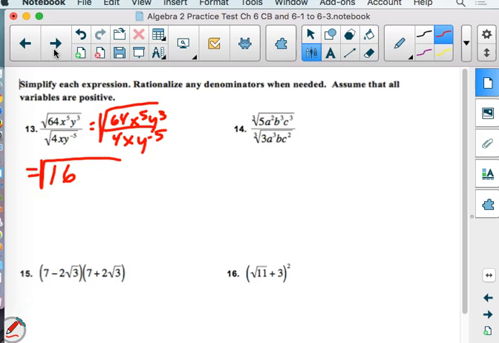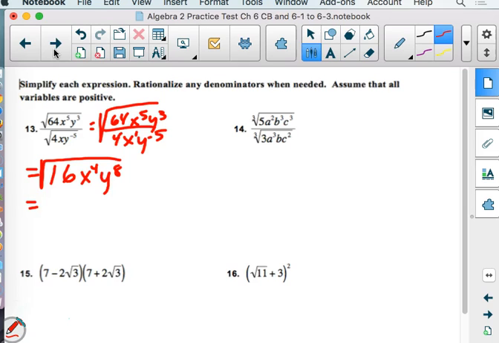Now, what are we supposed to do when we divide similar bases? What do we do with the exponents? Subtract. 5 minus 1 will be 4. 3 minus a negative 5 will be 3 plus 5. That's an 8. I think we just hit the jackpot.